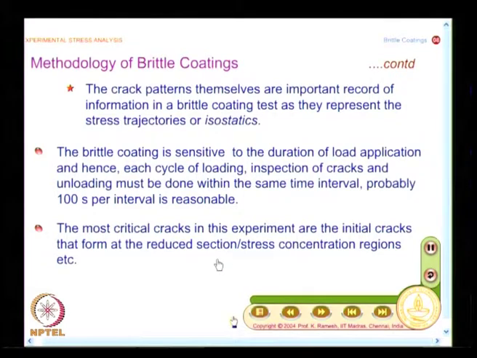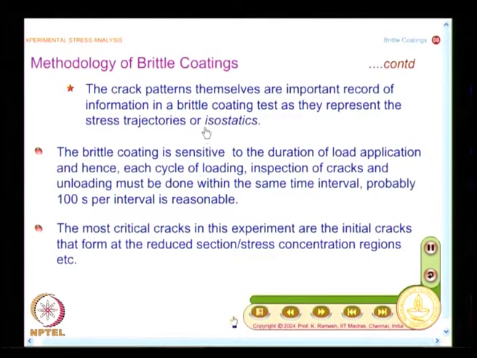and you will have to again remember the most critical cracks in this experiment are the initial cracks that form at the reduced section or stress concentration regions. So, this is the most critical aspect of it. And another aspect is at every increment of load you must make and develop the skill to identify cracks at all regions, you do not miss the region. So, this has to be done very systematically.